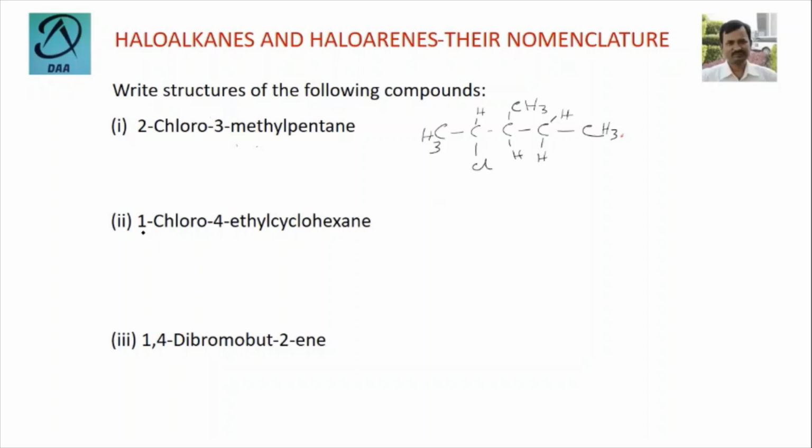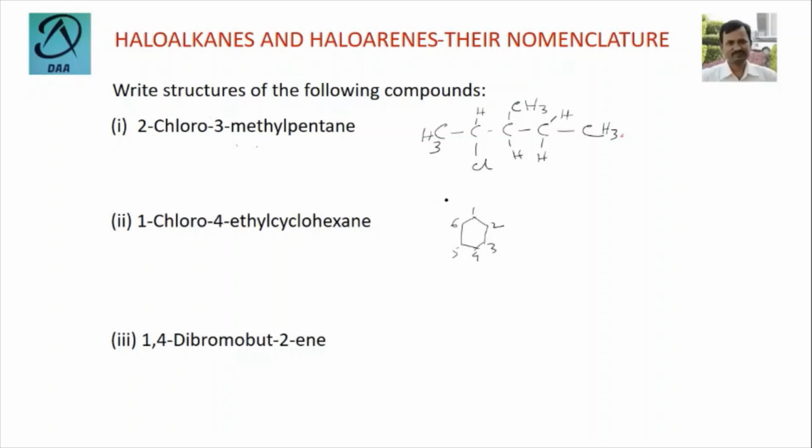The second case, 1-chloro-4-ethylcyclohexane. Hexane with cyclo means a 6-membered carbon ring. My structure writing is not good, please pardon me. And then you can number this 1, 2, 3, 4, 5, 6. So it is cyclohexane. In between no double bond is there.